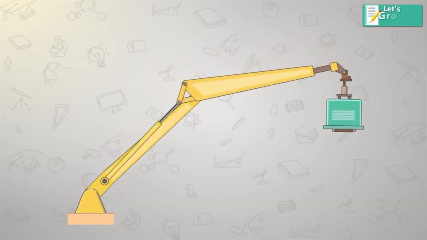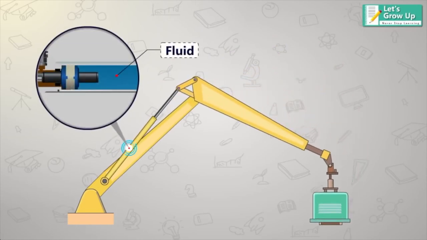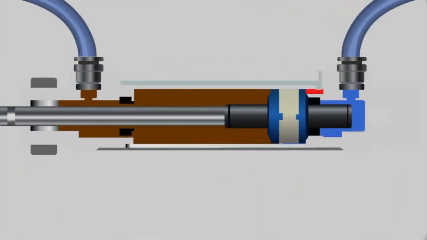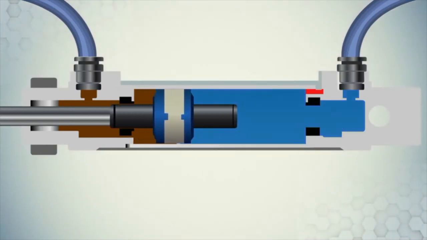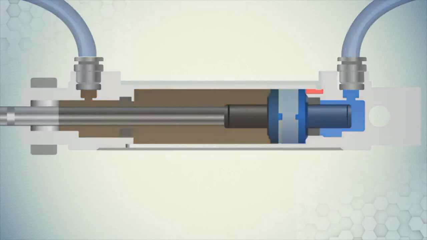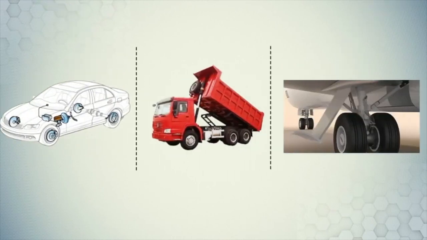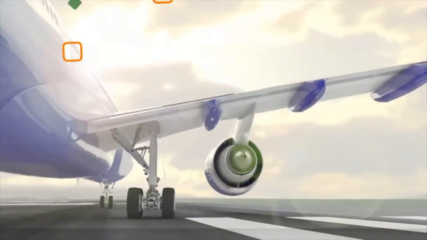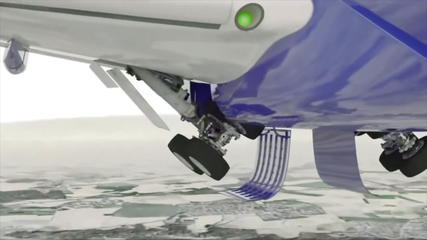Hydraulic systems use an incompressible fluid, such as oil or water, to transmit forces from one location to another within the fluid. Hydraulics are used in many ways. Here are some examples. Hydraulics are used in the braking systems of cars, lorries, cranes, and aircraft, and also in landing gear, etc.